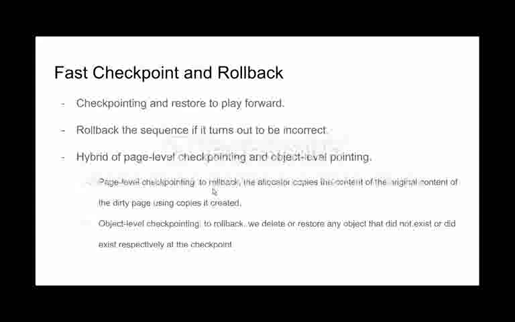What happens in object level checkpointing for rollback? For rollback in object level checkpointing, we delete the objects that did not exist at the checkpoint and restore the objects that existed at the checkpoint. For example, consider that at checkpointing there were two objects A and B, and after the checkpoint we added another object C. So to correctly roll back, we delete the object C that wasn't present at the checkpoint.